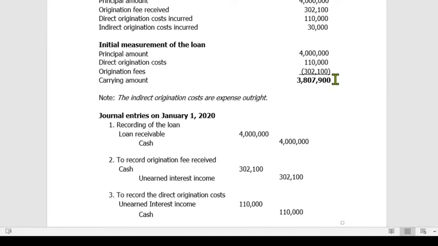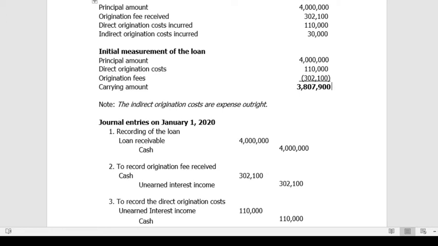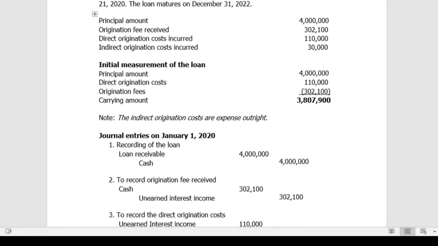But for this year, for January 1, for the year 2020, let us first journalize the transactions. Number 1, the granting of the loan. How do you recognize it? You debit loan receivable, credit cash. Remember kapag banks and financial institutions ang nagbigay, ang ginagamit nilang receivable accounts ay loan receivable at hindi accounts or notes receivable.